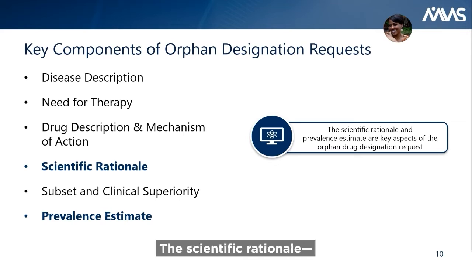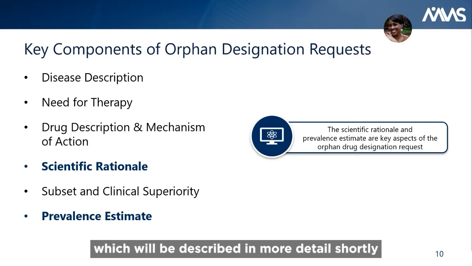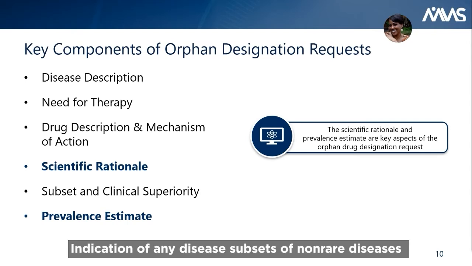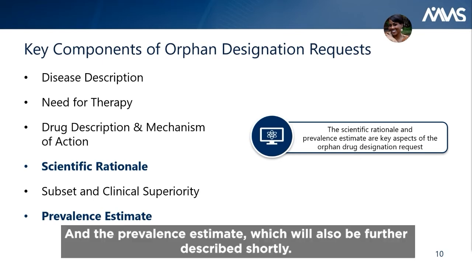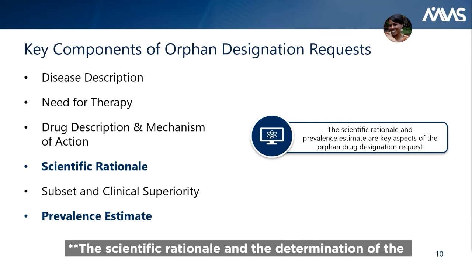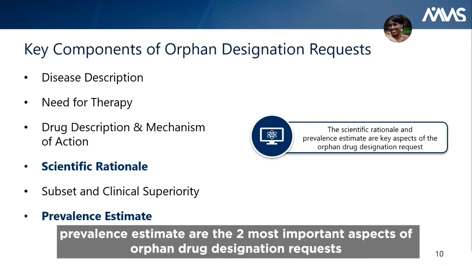The scientific rationale, which will be described in more detail shortly. Indication of any disease subsets of non-rare diseases and clinical superiority to previously approved same drugs. And the prevalence estimate, which will also be further described shortly. The scientific rationale and the determination of the prevalence estimate are the two most important aspects of orphan drug designation requests.